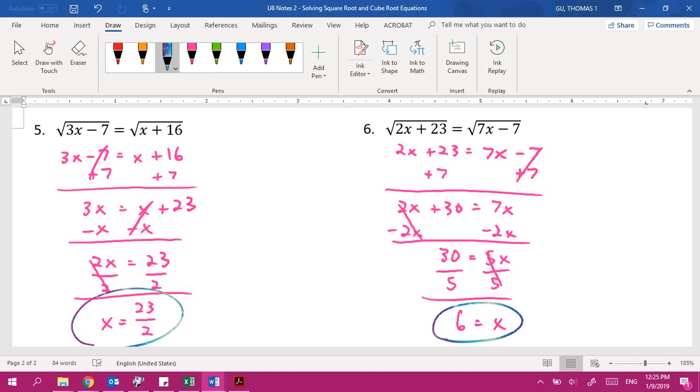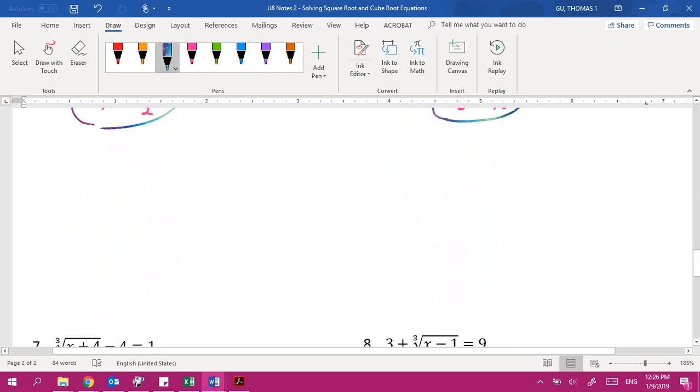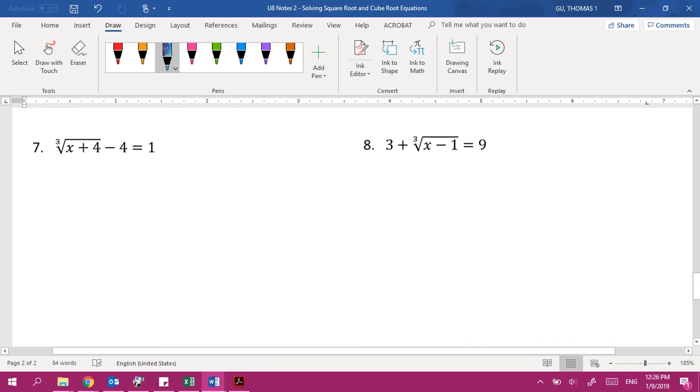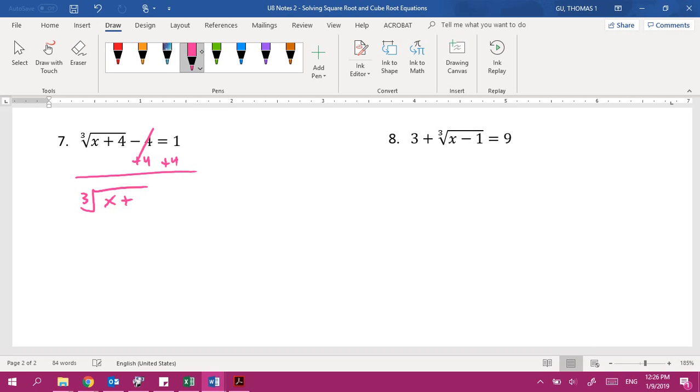Last 2 examples look a little different because now you see these are not square roots. These are cube roots. That's right. However, you do the problem the exact same. So let's go through it. What would you do first on number 7? Add 4. That leaves you with the cube root of x plus 4 equals 5, right? Okay, so we want to get rid of that cube root, right? That's what we want to do at this step.